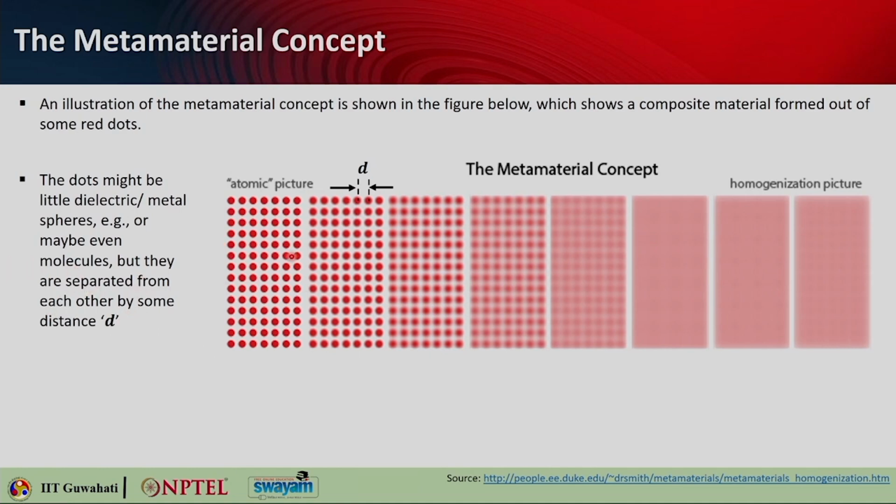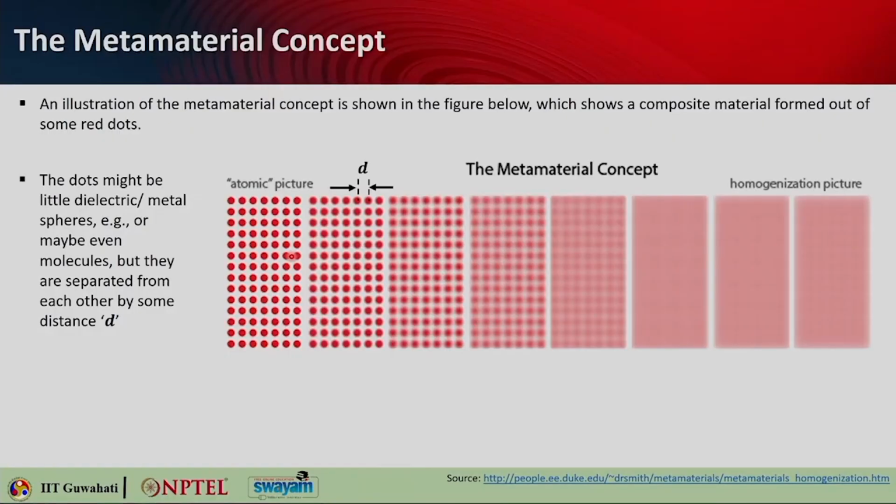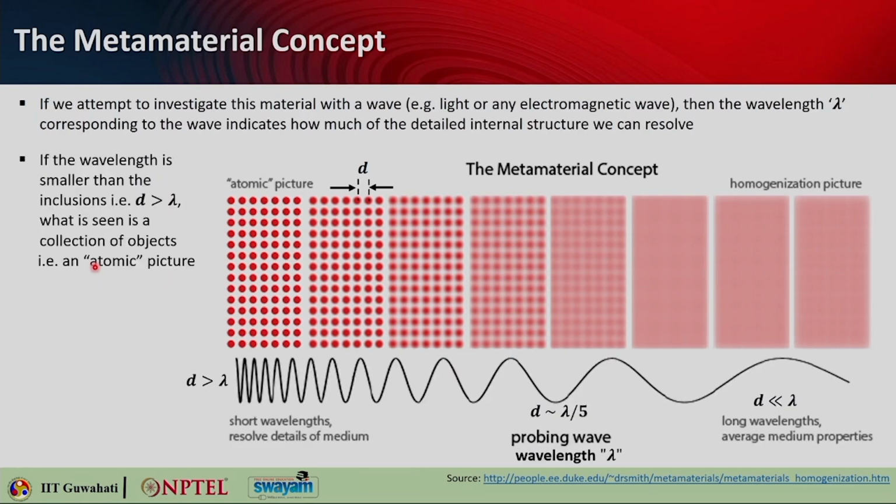Now you are using some kind of electromagnetic wave to see this. Depending on the wavelength of light, lambda, and the relationship between d and lambda, you will see a different picture. If you assume that the wavelength is much smaller than the inclusions, that is d, in that case you will see each of these particular red dots. That means the light will be able to see this as a collection of objects. You will be able to see the atomic picture.